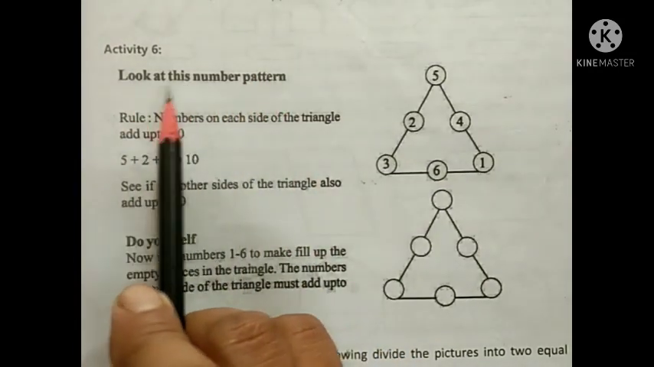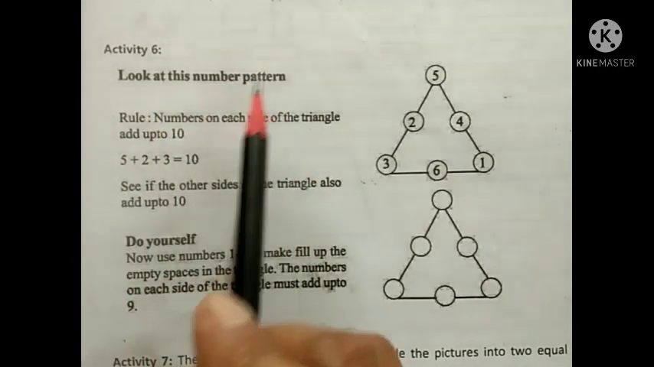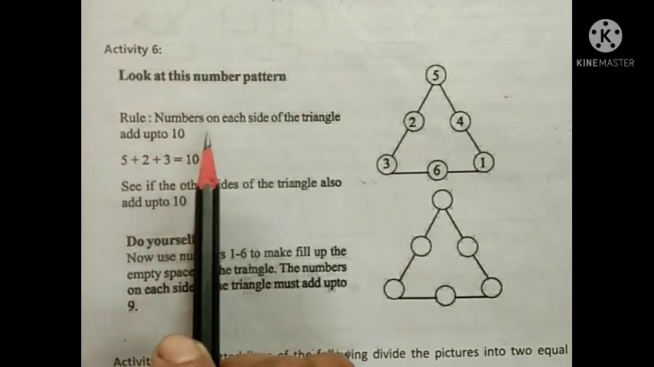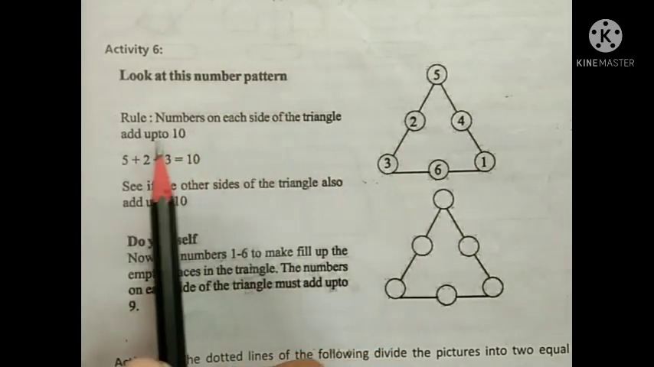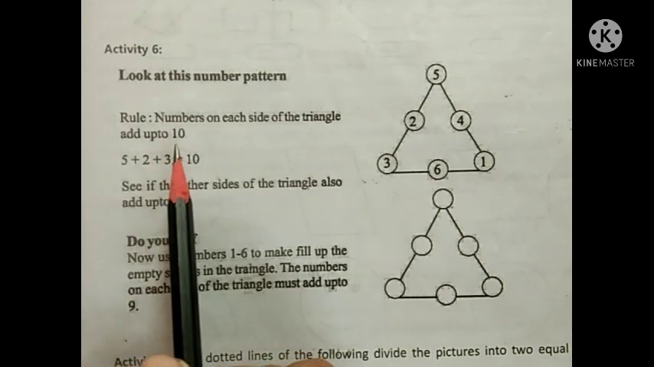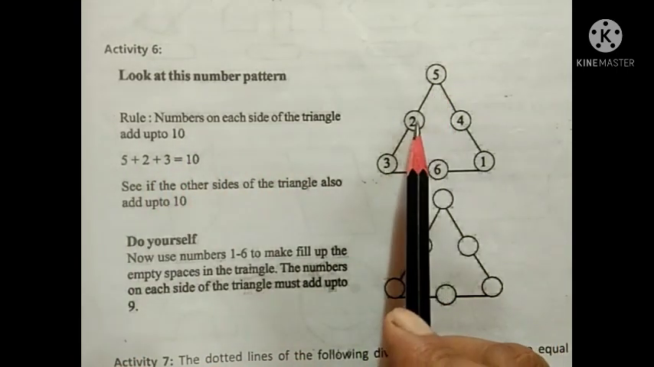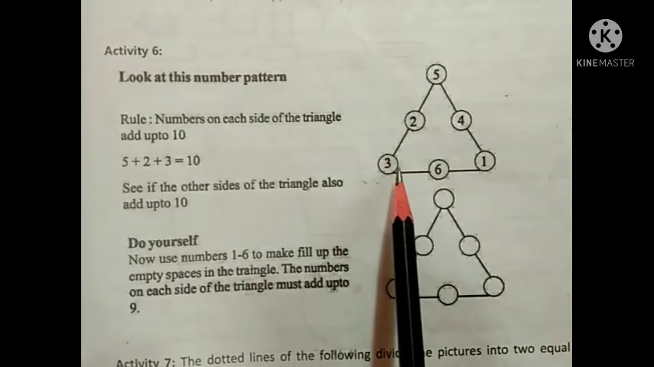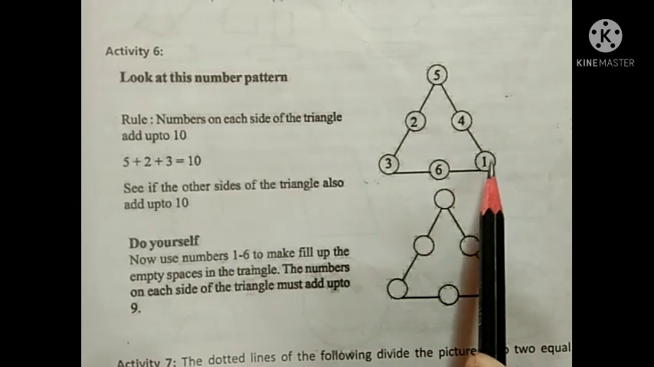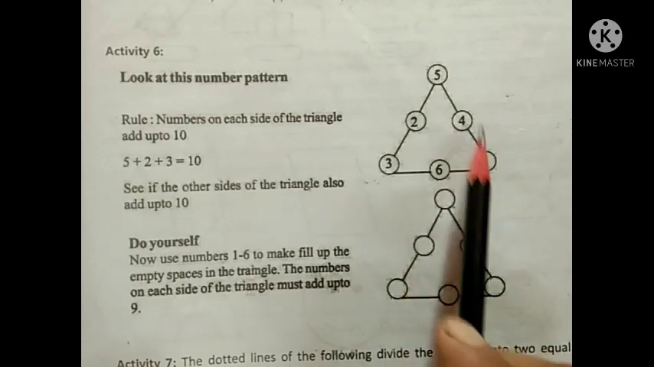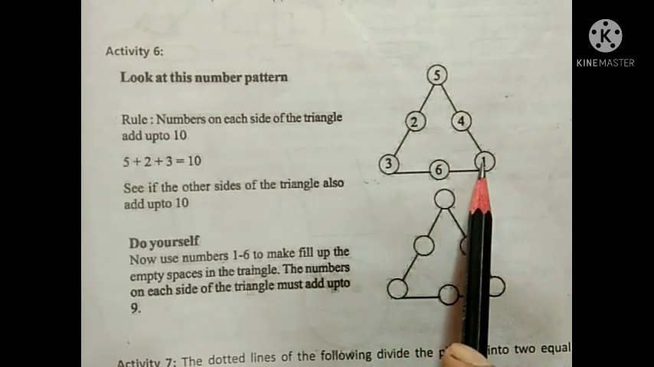Here see, look at this number pattern, and the rule is the numbers on each side of the triangle add up to 10. See, 5 plus 2 plus 3: 5 plus 2 is 7, 7 plus 3 is 10. This side, 3 plus 6 is 9, 9 plus 1 is 10. This side, 5 plus 4 is 9, 9 plus 1 is 10.